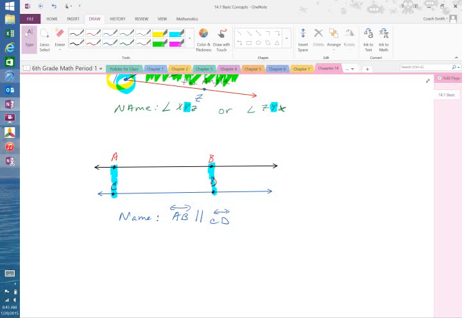Yes, ma'am. Yes. If you don't put the line, I'll show you why here in a second. If you don't put the line, if you just do this, then you're just talking about 2 points. You're not talking about a line. There's another one we're fixing to cover. But yeah, it has to have the line symbol over it, or you could say line AB is parallel to line CD.